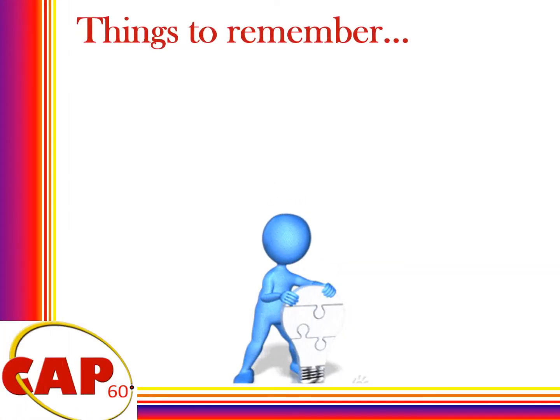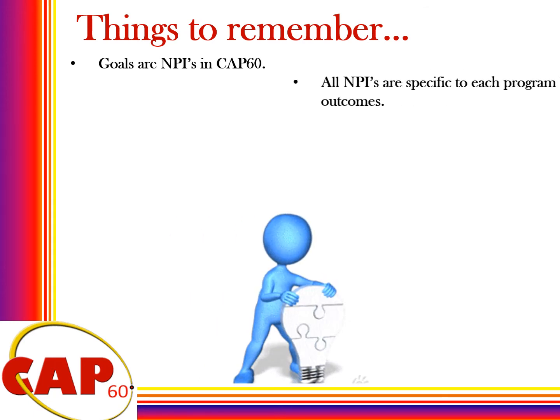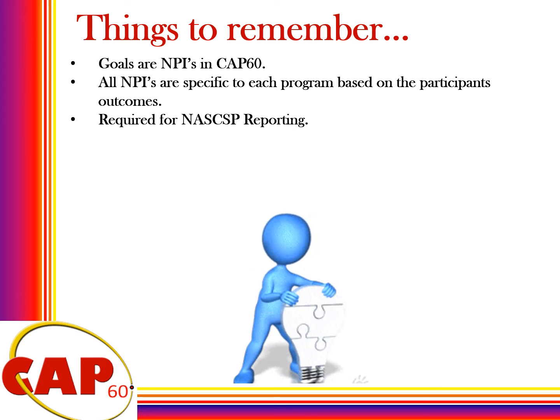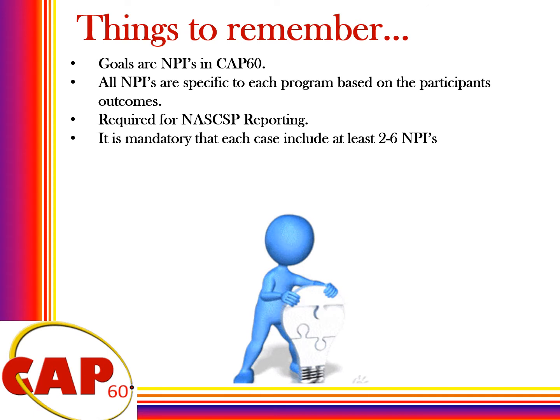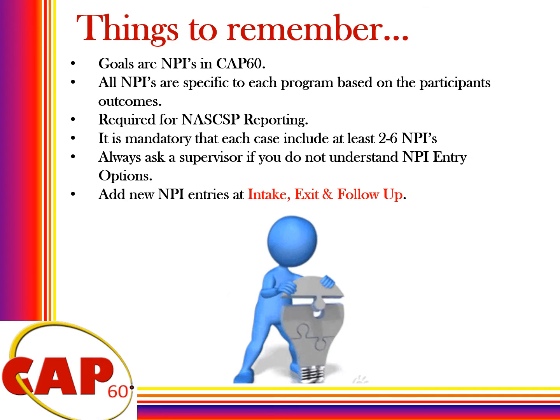Some things to remember throughout this training. Goals are NPIs in CAP60. All NPIs are specific to each program based on the participants' outcomes. NPIs are required for NASCAS reporting. It is mandatory that each case include at least 2 to 6 NPIs. Always ask a supervisor if you do not understand NPI entry options. Add new NPI entries at intake, exit, and follow-up for every client.